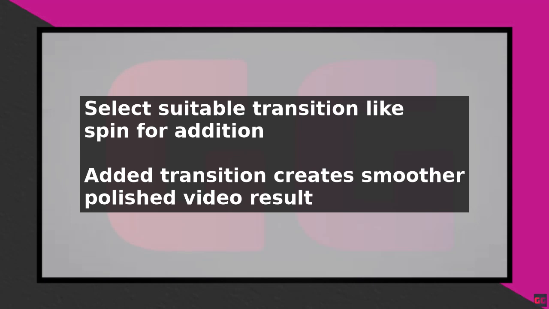Playing the clip back will now show the added transition, creating a smoother and more polished video. This is the basic process for adding transitions in Clipchamp.